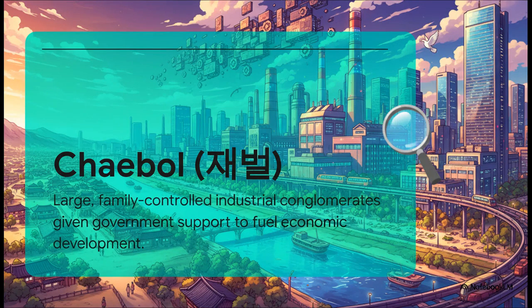And the engine for all this growth? Something called the chaebol. These were, and still are, massive, family-controlled industrial giants. You know their names: Samsung, Hyundai, LG. The government basically threw its full support behind them, giving them loans and tax breaks to build up key industries like electronics and cars, all for export.